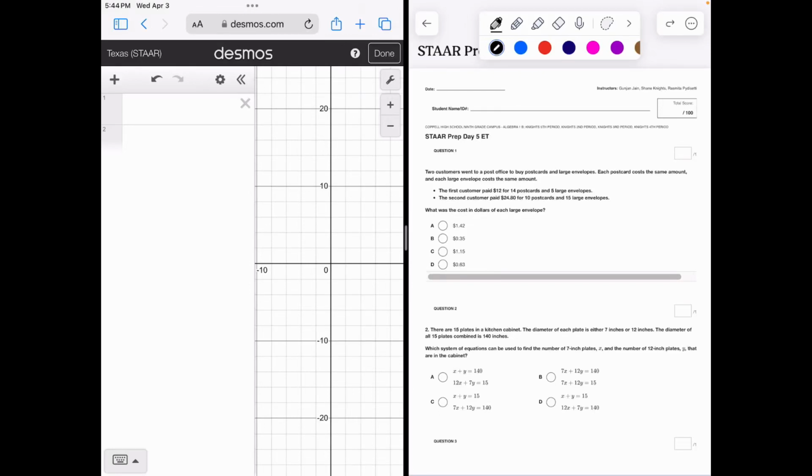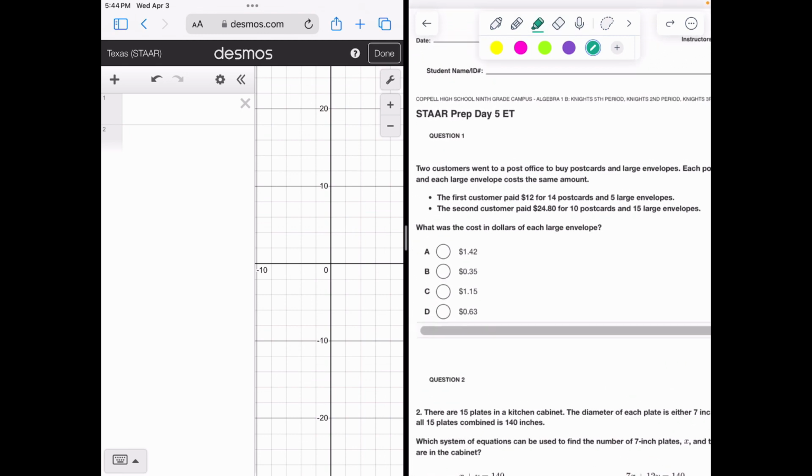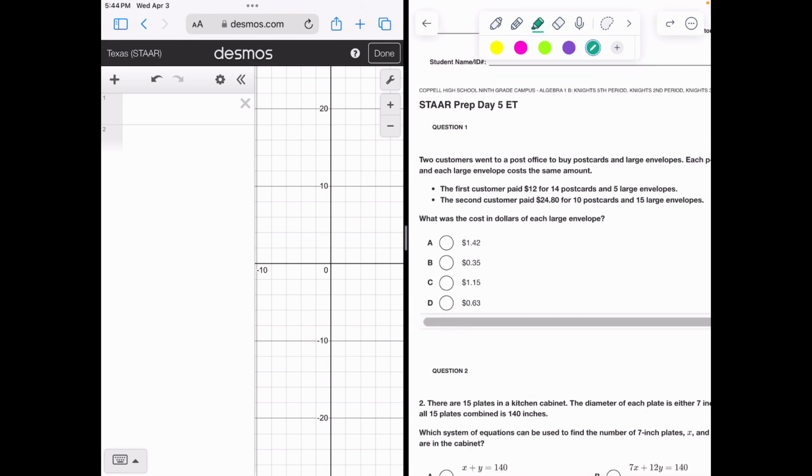All right, so I'm going to work through some of the questions from the STAAR Prep Day 5 exit ticket. These are dealing with some of our systems of equations. So let's start looking at that first question right over there.